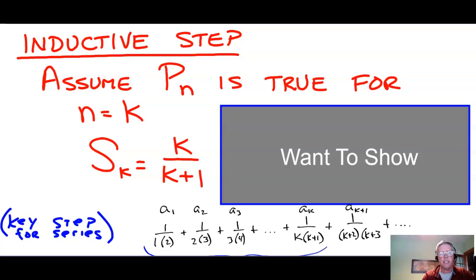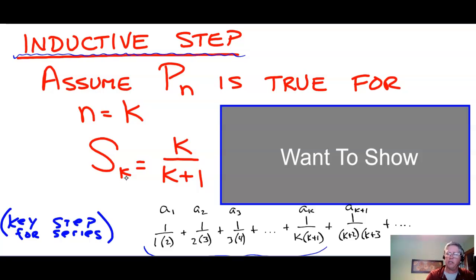All right, the second step is called the inductive step. So we assume P sub n is true for n equals k, or we could just say assume P sub k is true. Both work. So that's saying that if I plug in a 900, it's going to equal 900 over 901. Great. We're assuming that's true.